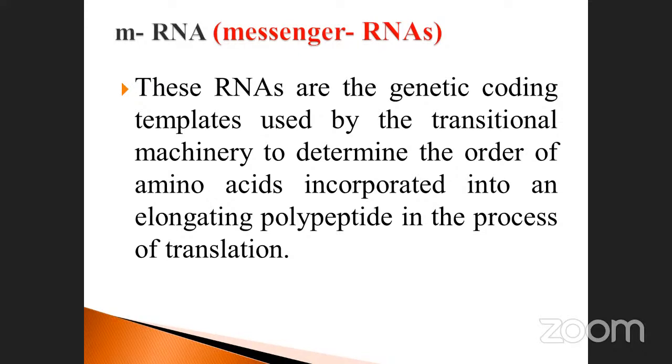See that. These RNAs are the genetic coding templates used by the translational machinery to determine the order of the amino acids incorporated in an elongating polypeptide in the process of translation. What is the meaning? So it has a message about the type of protein molecule that wants to be produced. Where does the message come from? DNA. It is also one of the polypeptide chains, an elongated polypeptide chain. It has codons, and also mentions the amino acid sequences. So this is that one.